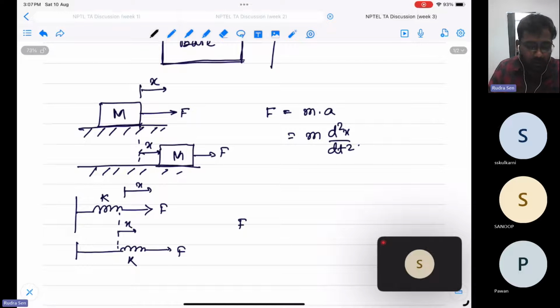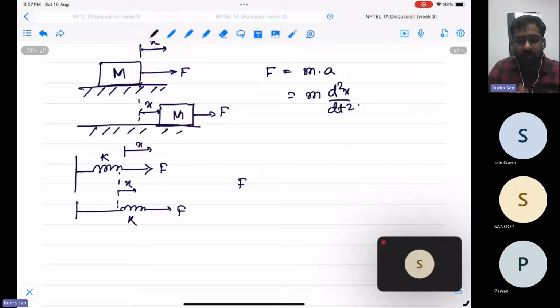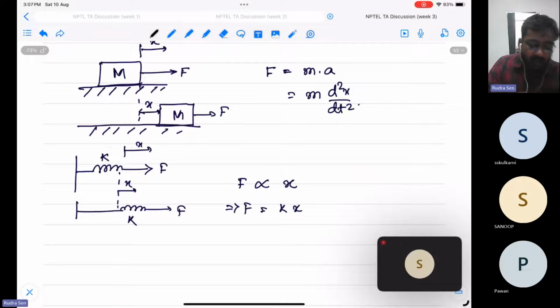I'm not talking about any non-linearity, because there are non-linear springs whose displacement is not linearly dependent on the force. Here I'm talking about a linear spring. If the force applied to the spring is proportional to the displacement, then we know that F equals kx. This k is the spring constant.